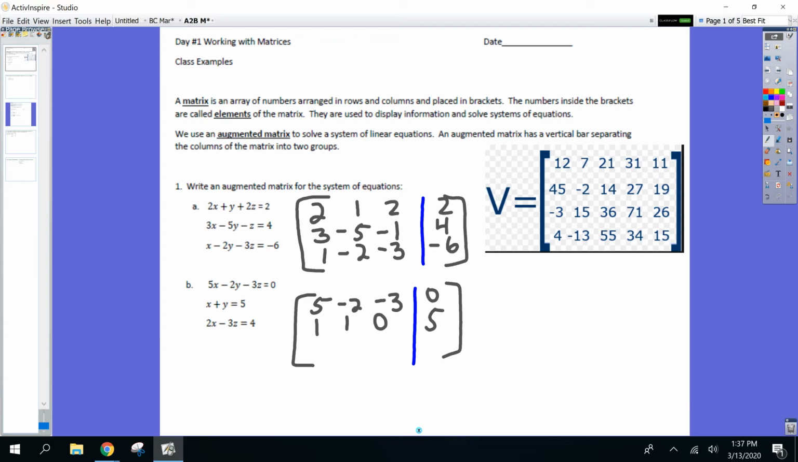And then, yeah, easy, easy. What's this one going to look like? 2, 0, -3, and then 4. Perfect. Nice job. Okay, so first thing you got to be able to do is build a matrix.